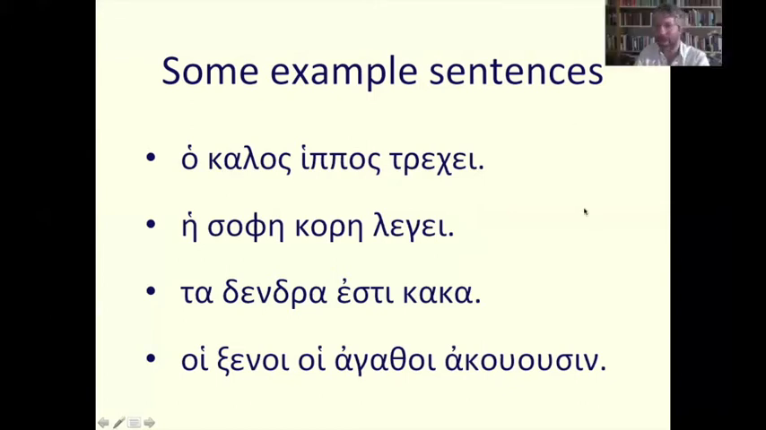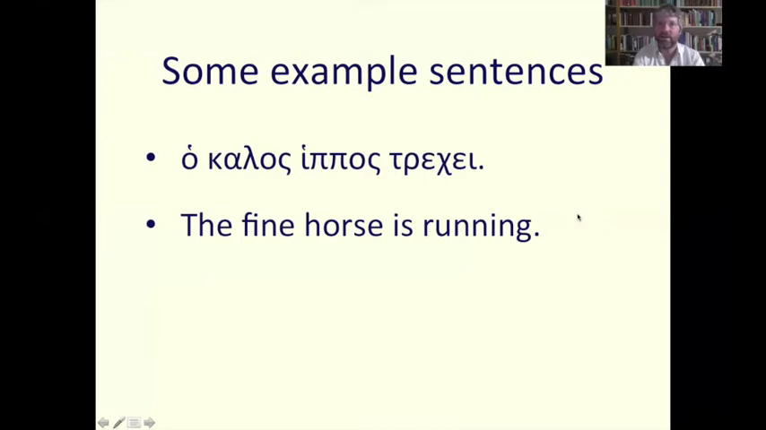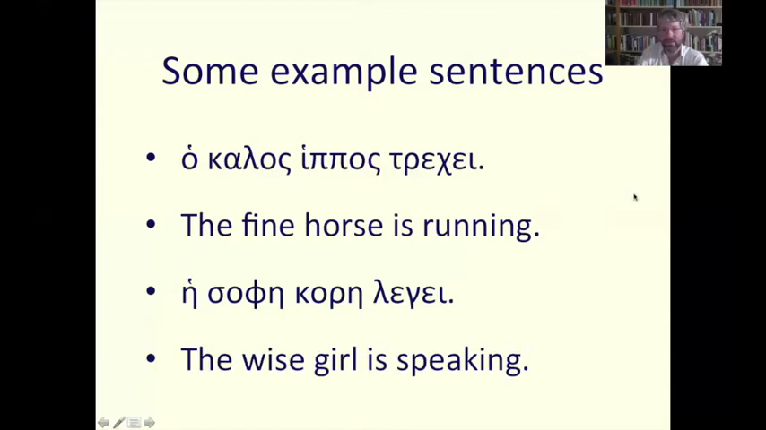Okay, we're back. This is what they mean. Sentence 1. Ho kalos hippos trechei. I've translated this as the fine horse is running, but you might have put the beautiful horse is running or beautiful horse runs. That would all be okay. The important thing is that you see that the word kalos, fine and beautiful, describes the horse, hippos. Second sentence. The wise girl is speaking, or the wise girl speaks or talks. Again, the adjective sophe describes the noun kore.